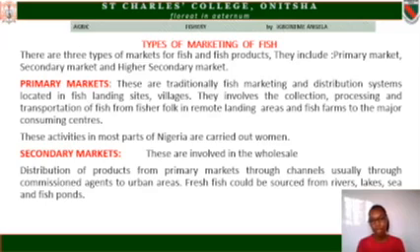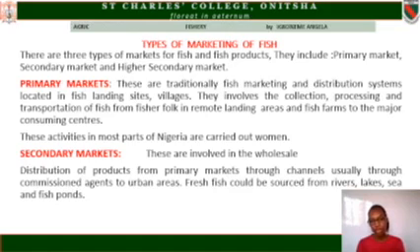Primary markets. These are traditional fish marketing and distribution systems located in fish landing sites and villages. They involve the collection, processing, and transportation of fish from fisher folk in remote landing areas and fish farms to the major consuming centers. The activities in most parts of Nigeria are carried out by women.